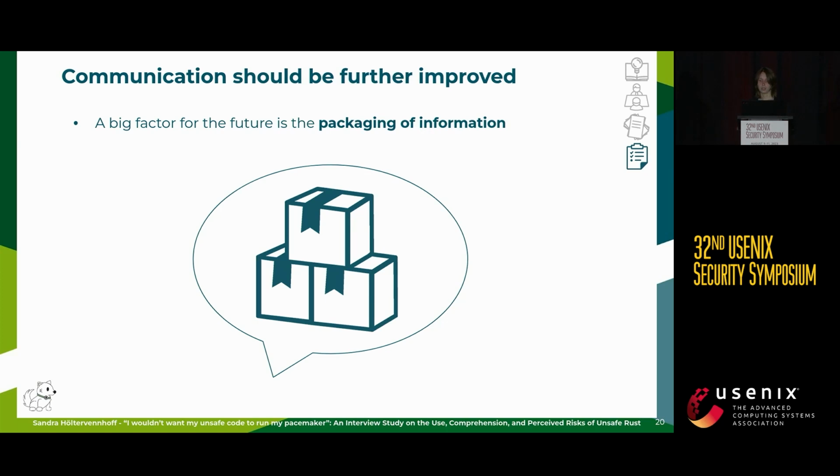We therefore recommend to improve the communication of unsafe Rust even further, as comprehension is really important in writing securely. While there is already a lot of information regarding unsafe Rust on the internet, a big factor for the future is the packaging of information so that developers are less likely to shy away from reading it and have it bundled in one place and easier to find. And as developers often only have little time, this information could also be accompanied by quick-to-read roundups that may also include actionable guidelines for deciding for and writing unsafe code that can be adapted by individual projects.